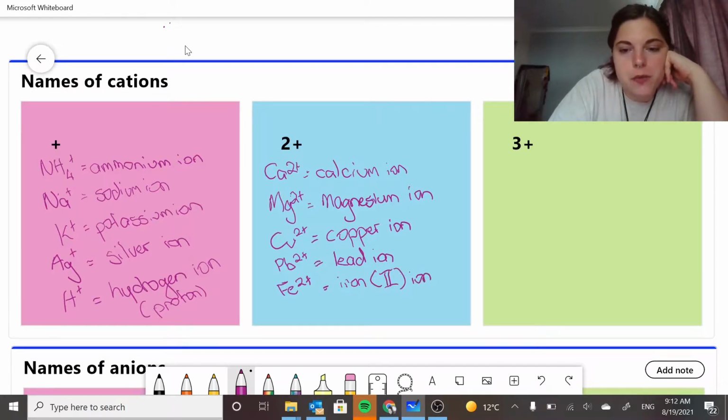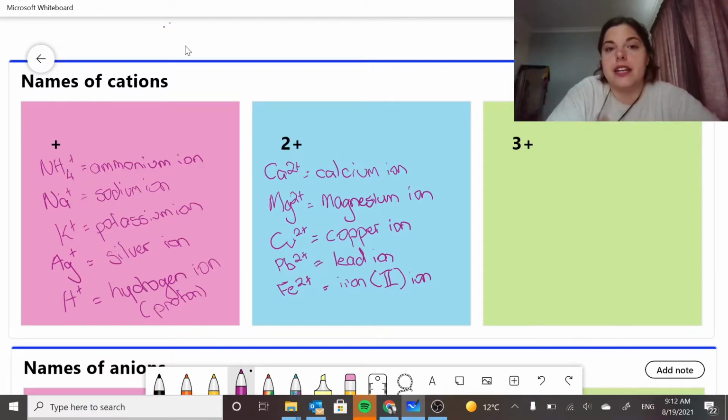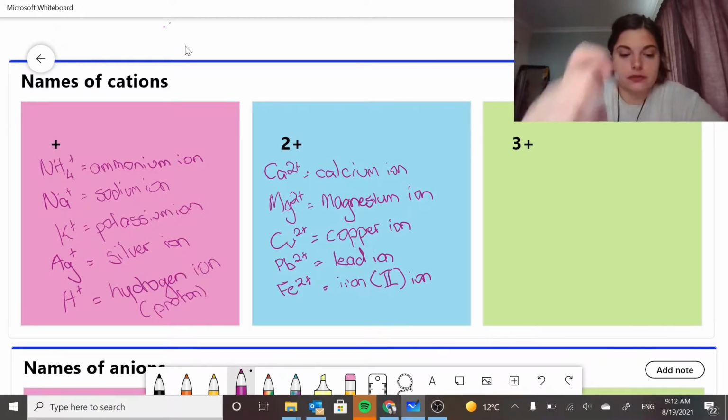ion, and the reason why I've got those Roman numerals in there is because iron can form different types of ions. This is because it's in the transition metal section of the periodic table. Thankfully, this is the only one that you have to worry about for level 1, but as you go through chemistry and also biology, you learn about these different types of ions that metals can form.